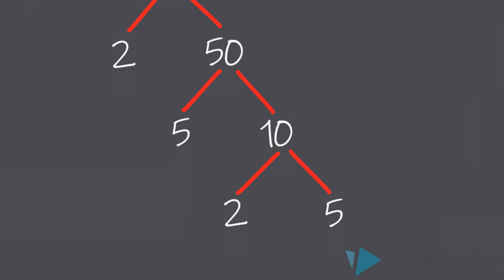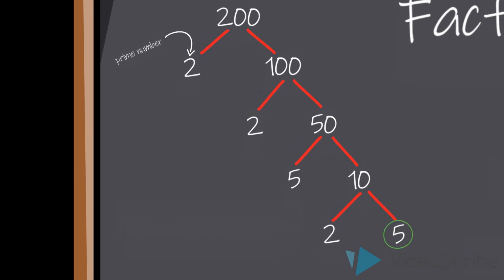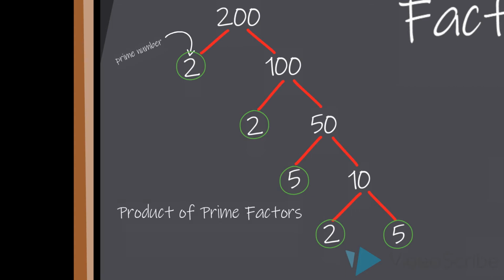Let's go back up the tree and circle all of our prime factors. 5, 5, 2, 2, and 2. The number 200 can be rewritten as these prime factors multiplied together. The product of prime factors for the number 200 is 2 times 2 times 2 times 5 times 5.